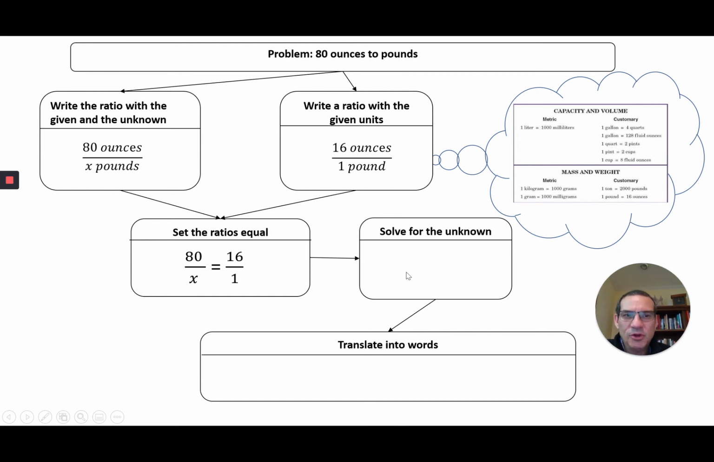I'm not going to show how to solve that. I'm assuming that your students will know. If not, you have to provide more details. So I'm just going to give the answer here, X equal to 5. And then we translate that into words. So that means there are 5 pounds in 80 ounces. And that's how you solve this problem.